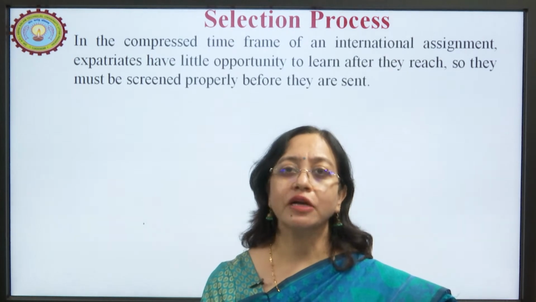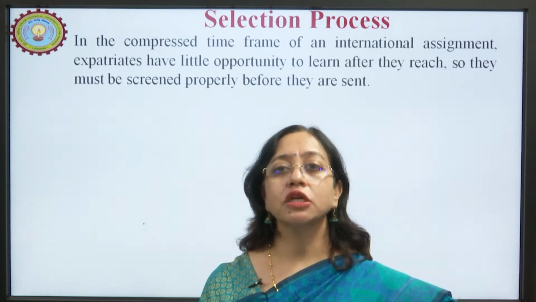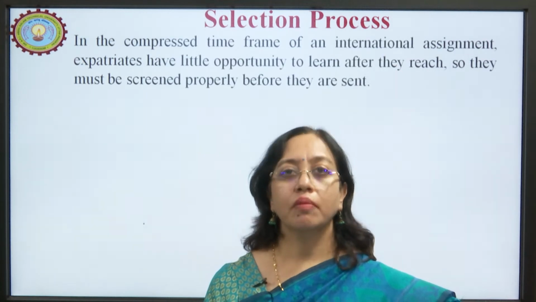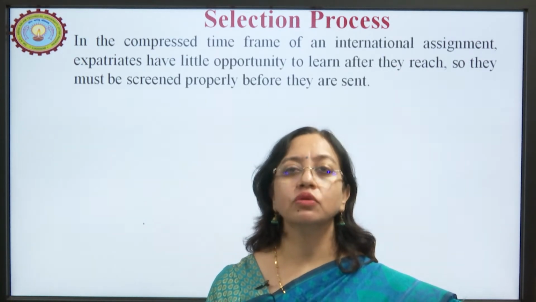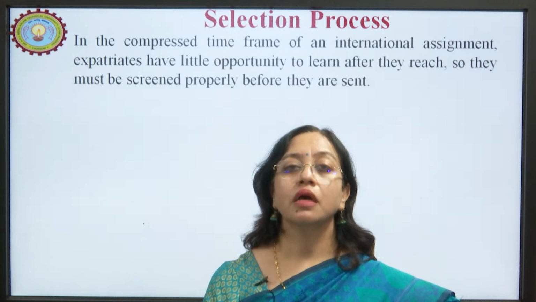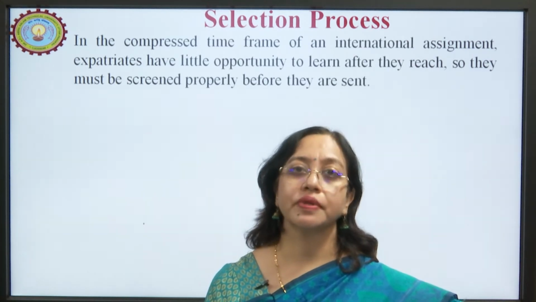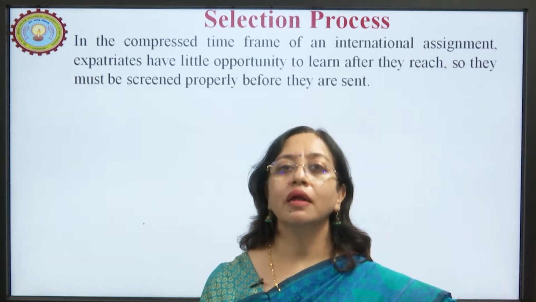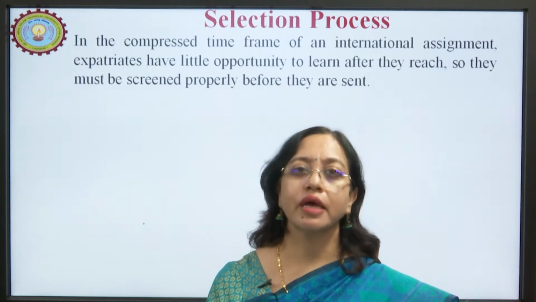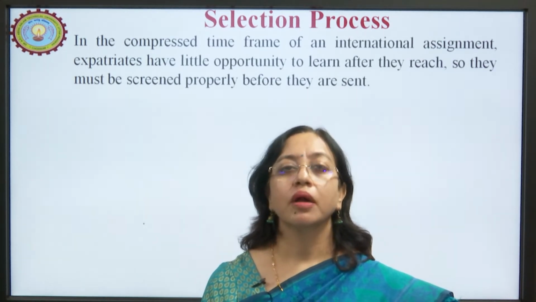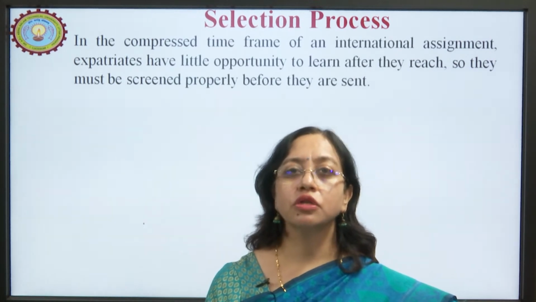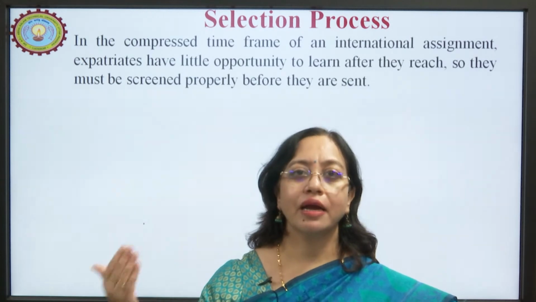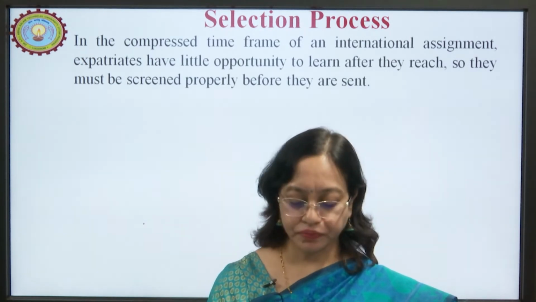Because the expatriate failure rate is also quite high, and it costs companies huge amounts of money when somebody who is sent for a foreign assignment is not able to do justice to that assignment, or is not able to adapt to the new culture, and everything goes haywire, all plannings are disturbed. So, it is very important to screen beforehand the person whom we are sending. And how do we screen?